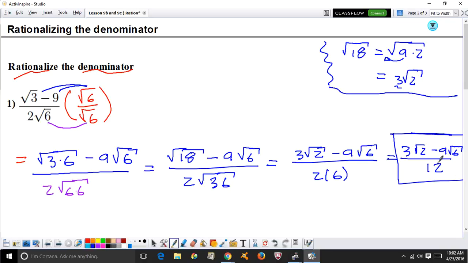Notice our final answer does not have a square root in the denominator. We do not want a square root in the denominator. So if you have a square root, this is the process. You multiply by the square root, top and bottom, of what it is that you want to get rid of, which in this case was square root of 6. You do the multiplication, and then you simplify.